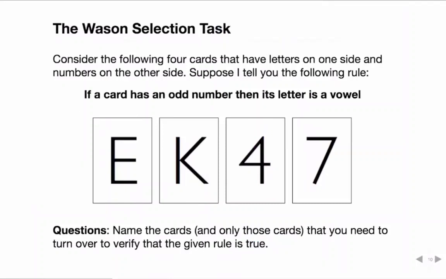I want to revisit this psychology experiment that we did in the previous lecture. This experiment is actually called the Wason selection task. Just to refresh your memory, we had some cards. I told you that the cards had a number on one side and a letter on the other side. And then I gave you a rule: if a card has an odd number, then its letter is a vowel. I showed you these four cards, E, K, 4, and 7, and I asked you to name the cards, and only those cards, that you need to turn over to verify that the given rule is true.